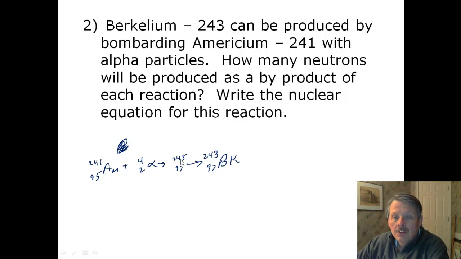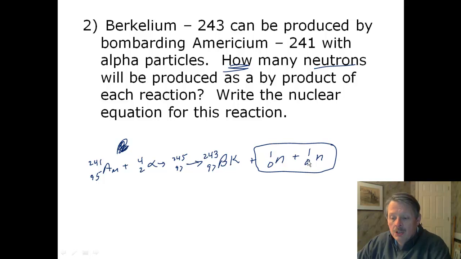So the 97's okay, but we have 2 too many on the top. Well, it says we're producing neutrons, and it's asking us how many. Well, a neutron is 1 and 0, and if I add another 1 and 0, I get a total of 245 on top. So that tells me I had to add in 2 neutrons.